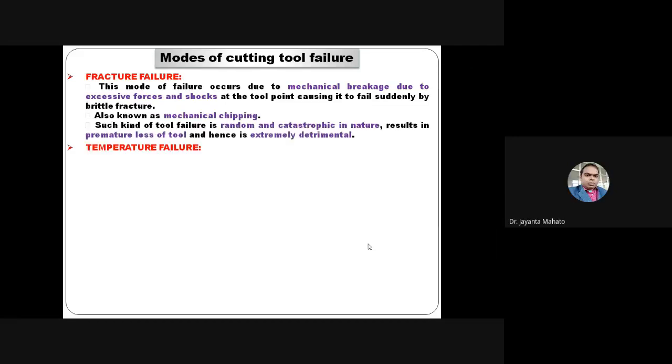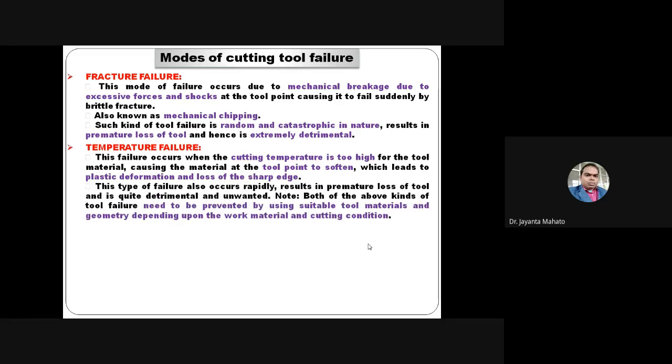So these two types of failures, temperature failure and fracture failure, have to be prevented by using a suitable tool material. To prevent the fracture failure, you have to use a suitable tool material, so that this material can withstand the excessive loads as well as absorb the shocks. The shocks are coming from the vibration of the workpiece.